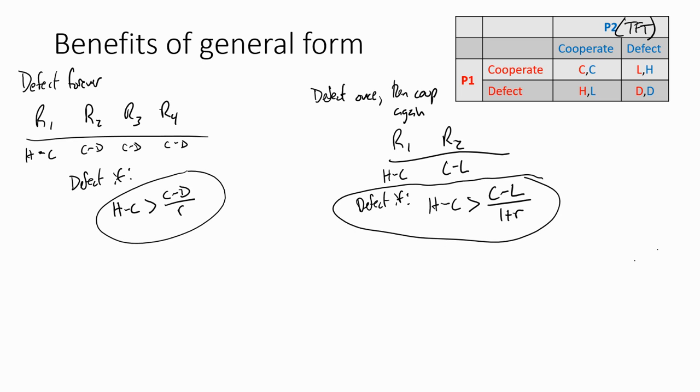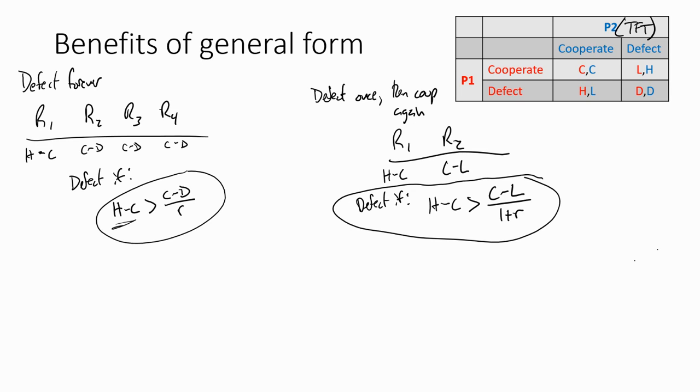Having these two general forms helps us because it tells us when things are going to become more or less likely. When will they become more or less likely to defect? For example, if H increases, all that does is increase the benefit side of defection, because H is what you get when you take advantage of the other player, when you defect and they cooperate. So holding everything else constant, as H goes up, players are going to be more likely to defect. It's going to make more sense.